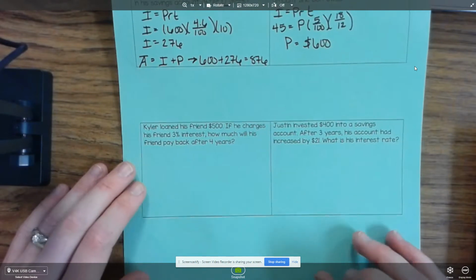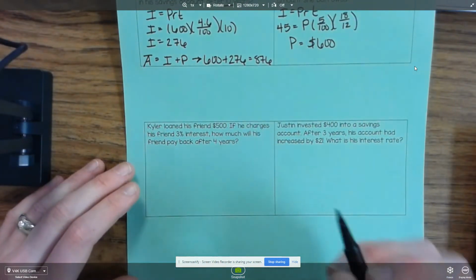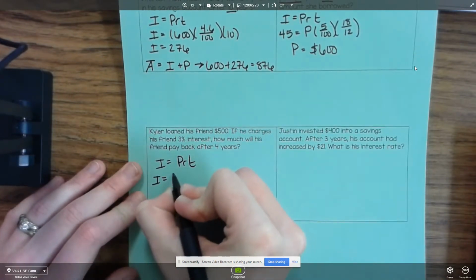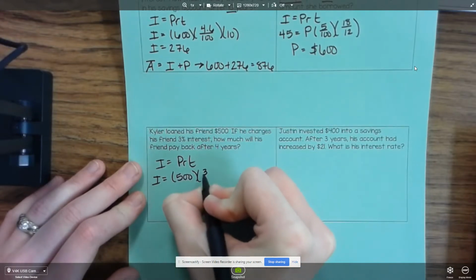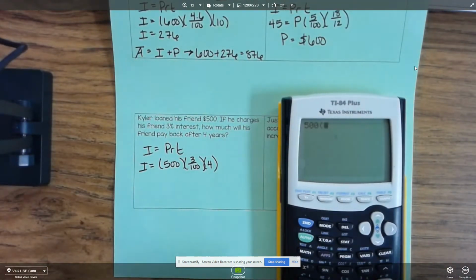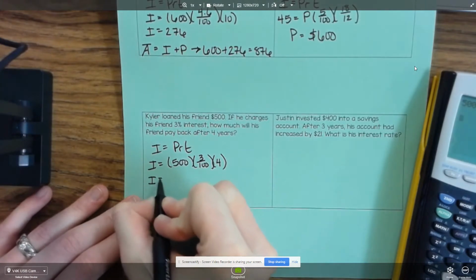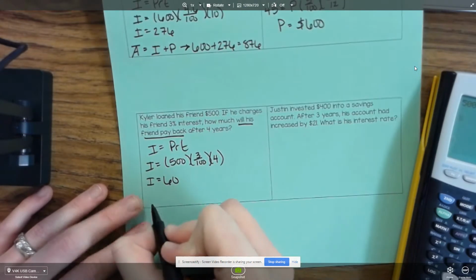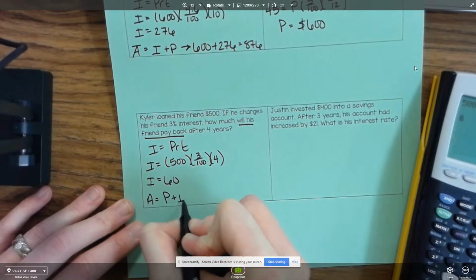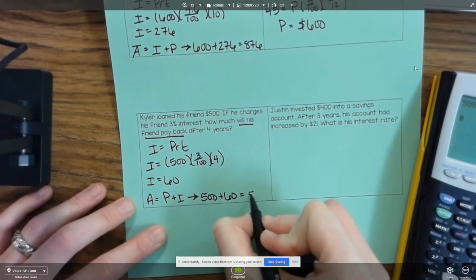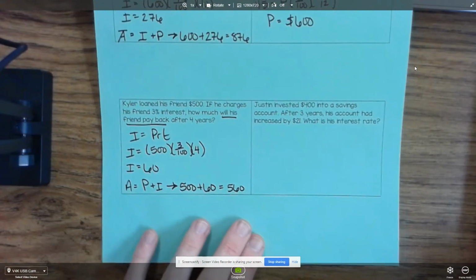All right, down here at the bottom, Kyler loaned his friend $500. If he charges his friend 3% interest, how much will his friend pay back after 4 years? All right, so this time we're just doing the regular formula. And so for these, my interest is 60. But again, it says how much will his friend pay back? So he's not just going to pay back just the interest. We have to find the total. So my principal was 500 plus the interest. So he would pay back a total of $560.